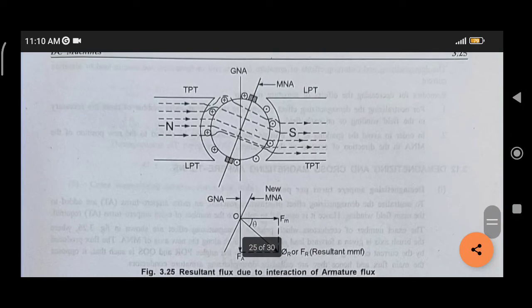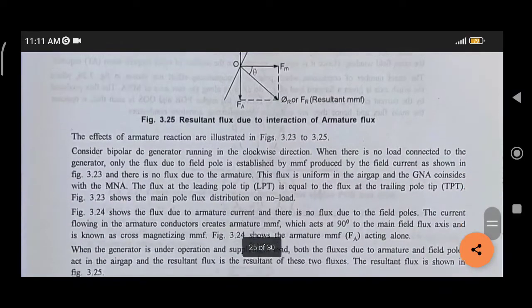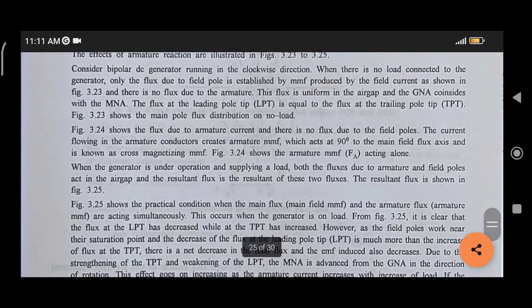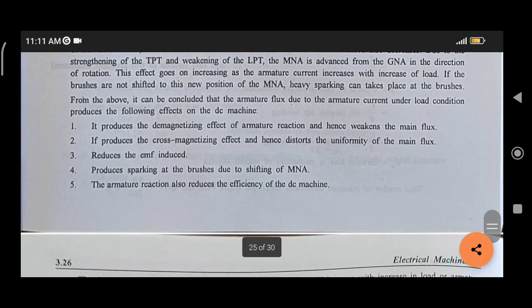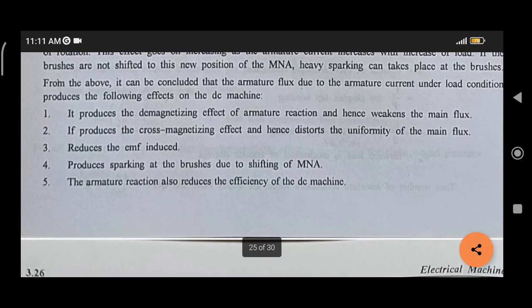So you can clearly see that if the armature starts rotating, our MNA axis shifts from the GNA axis, and due to this we observe this flux distortion. Now what effect does it produce on the DC machine?